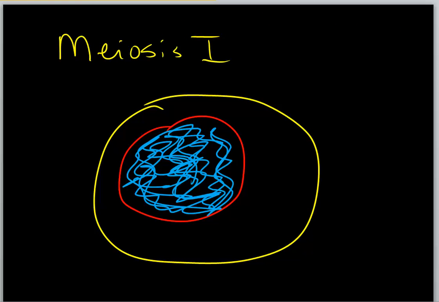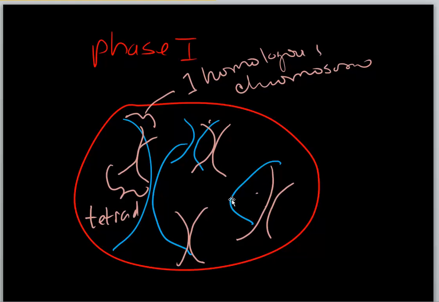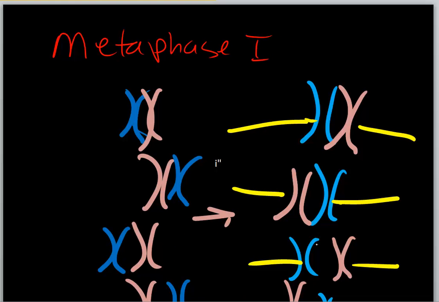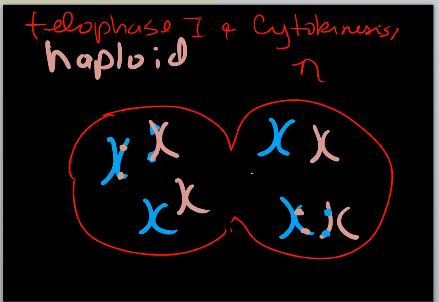So real quick, meiosis 1: we replicate the DNA, the chromatin condenses into chromosomes, and then the chromosomes pair up, forming these tetrads. Then we have genetic crossing over where they exchange some DNA between non-sister chromatids. Then in metaphase, we line them up and the spindle fibers hook up to them. And then in anaphase, the homologous chromosomes divide, not the sister chromatids. And finally, at the end, we would have division of the cytoplasm, and we would have 2 new daughter cells that are haploid but still contain pairs of sister chromatids, which is why we need another round of division, which I will talk about later.